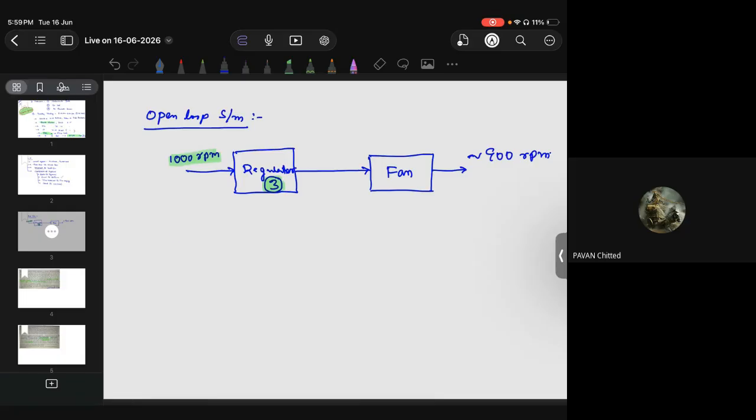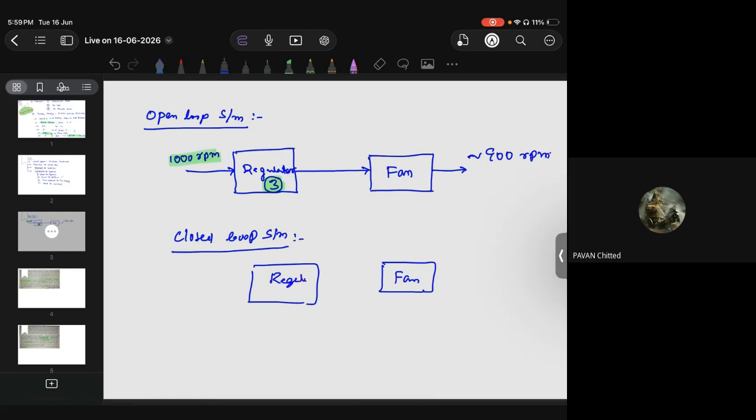Whereas in the closed loop system, consider the same scenario where we have a fan and a regulator. Suppose you want to run your fan at 1000 RPM. In the closed loop system, we have something called a controller. This controller tells the regulator which position to move to, whether 1, 2 or 3. Let us say 3 is the right position to get 1000 RPM, so we apply the regulator at 3. Now let us say that instead of 1000, the fan is running at 900 RPM because of component discrepancies inside the fan.